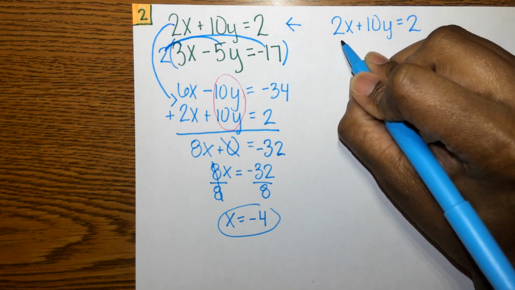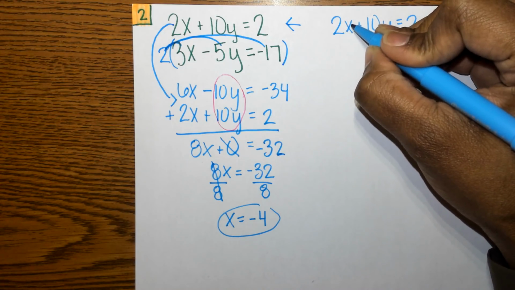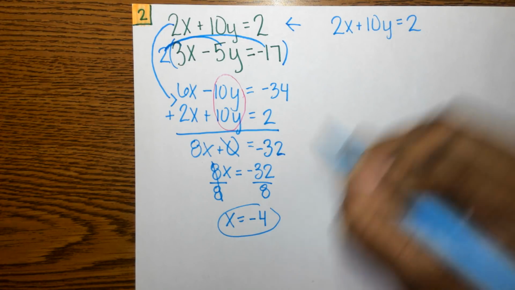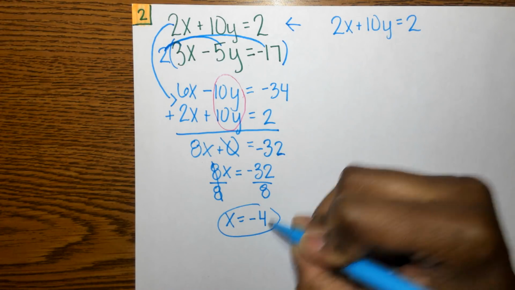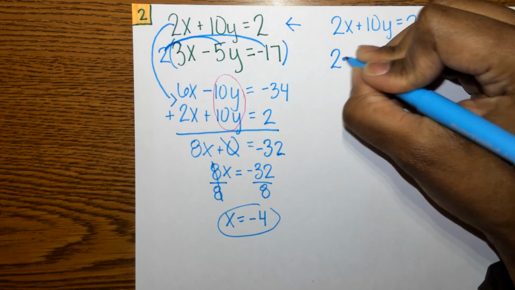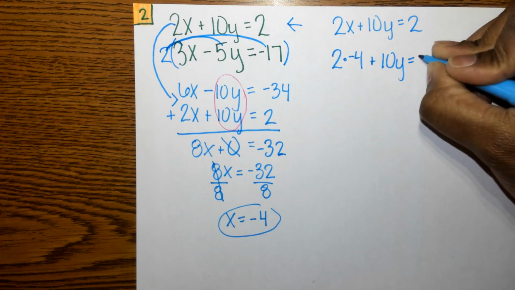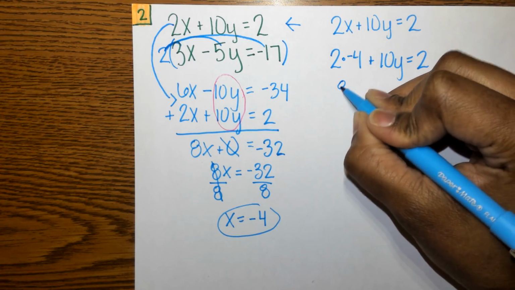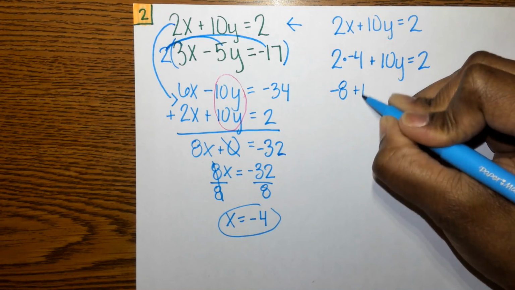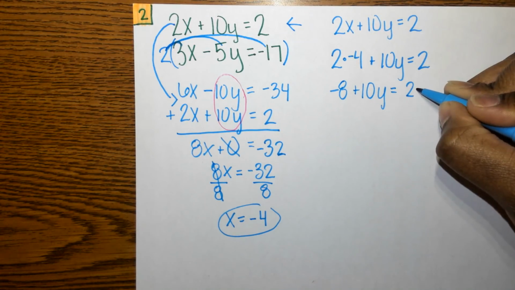I had x here, but I know now that x is negative 4, so I don't need to say 2 times x anymore because I know x is negative 4. So I'm going to say 2 times negative 4 plus 10y equals 2. So 2 times negative 4 is negative 8 plus 10y equals 2. I'm just bringing everything else straight down.